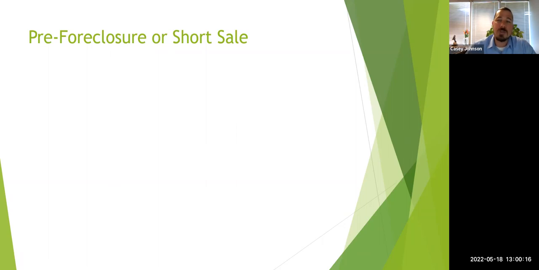There are also options if you can't afford any of those things, or you don't have the credit, or you just can't afford your mortgage, even if it gets modified. Pre-foreclosure or short sale. If you owe more money than the house is worth, you can do a short sale where the lender agrees to take what you can sell it for. You owe $120,000, but it's only worth $100,000. You sell it for $100,000 and they agree to waive any deficiency.